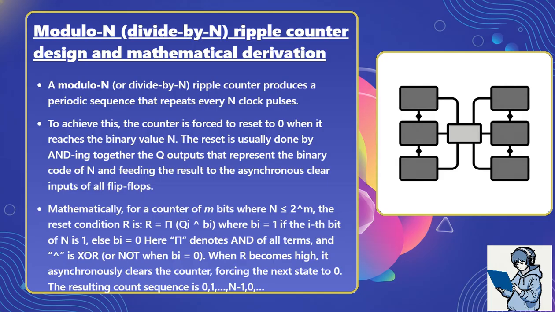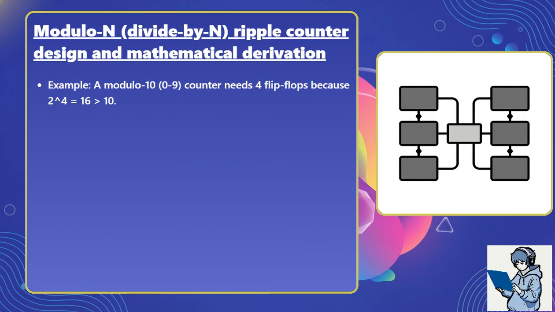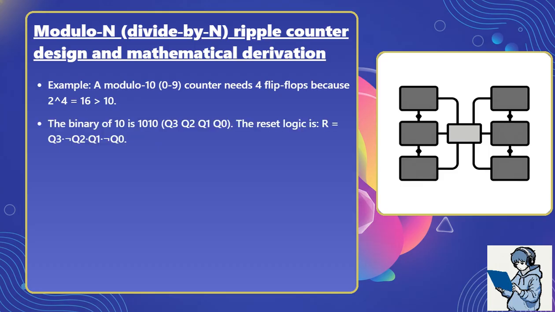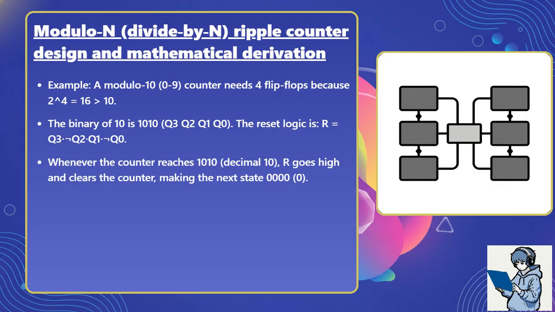The resulting count sequence is 0, 1, ..., n-1, 0. Example, a modulo 10, 0 to 9, counter needs 4 flip-flops because 2 to the 4 equals 16, which is greater than 10. The binary of 10 is 1010, Q3, Q2, Q1, Q0. The reset logic is R equals Q3 and not Q2 and Q1 and not Q0. Whenever the counter reaches 1010, decimal 10, R goes high and clears the counter, making the next state 0000.